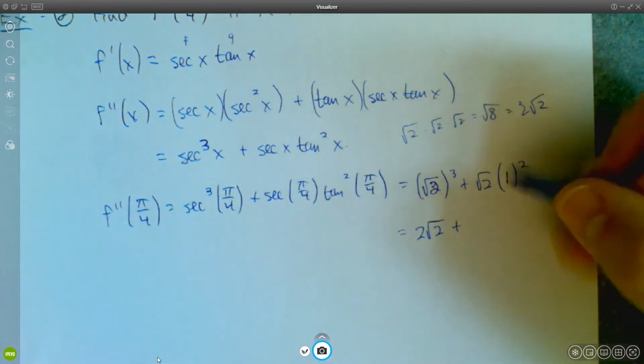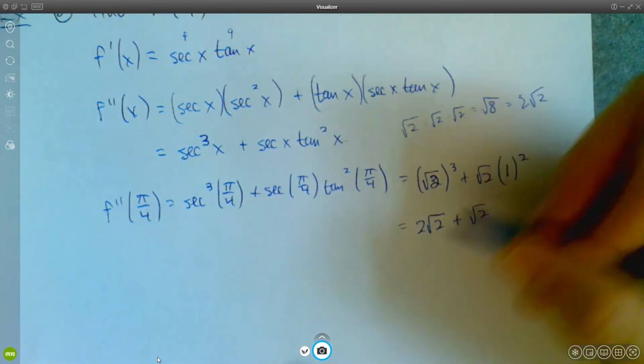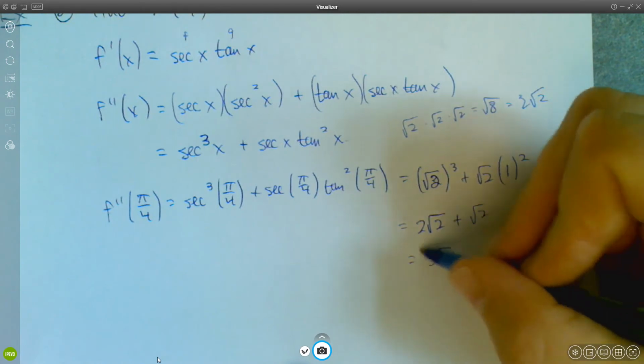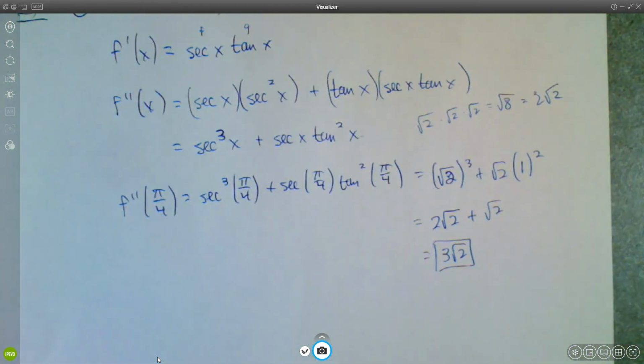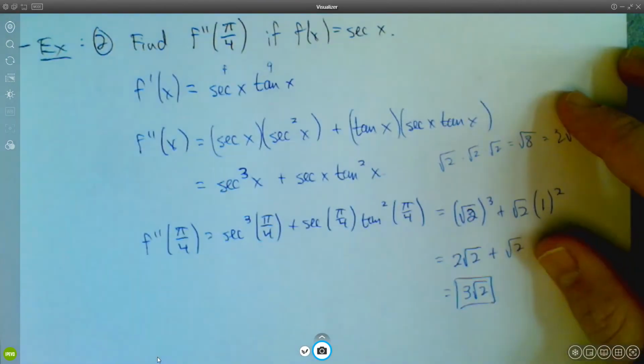Okay, 2 root 2 plus 1 times root 2. Oh, that's kind of nice, right? So this is just 3 times root 2. There you go. Okay, so there's that one.